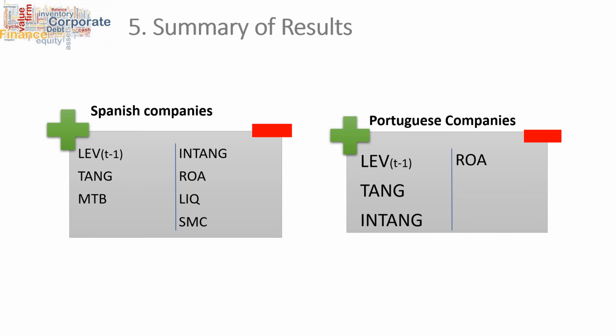For Portuguese companies, the results indicate the existence of a positive relationship between debt and leverage of last year, tangibility and intangibility, and the results indicate the existence of a negative relationship between debt and profitability.